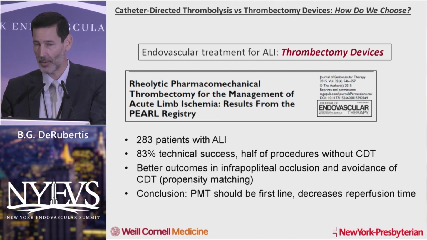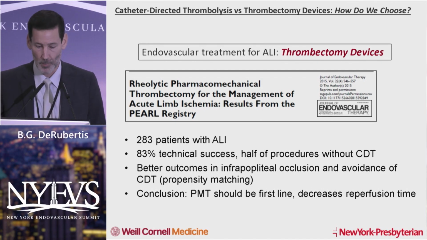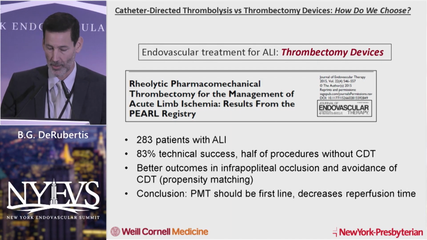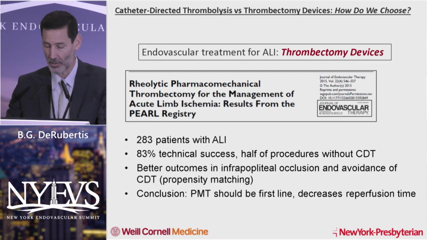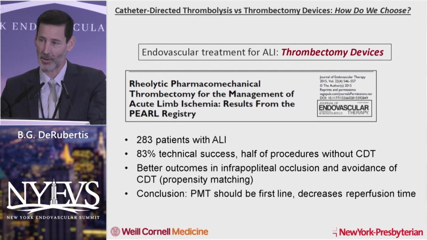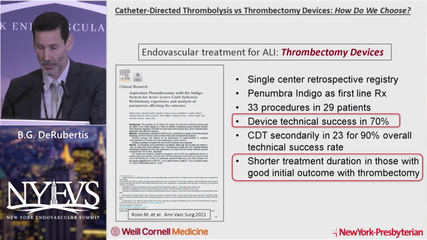There is some support for the use of these devices in the literature, but there is not support to the same degree that we had in the 90s with the catheter-directed versus surgery trials. You already heard a little bit about the PEARL registry, 283 patients, 83% technical success rate, half the procedures without catheter-directed therapy as a follow-up. And the conclusion of this study is that basically pharmacomechanical thrombectomy with these devices should be a first line to decrease our reperfusion times and selective use of catheter-directed therapy thereafter.